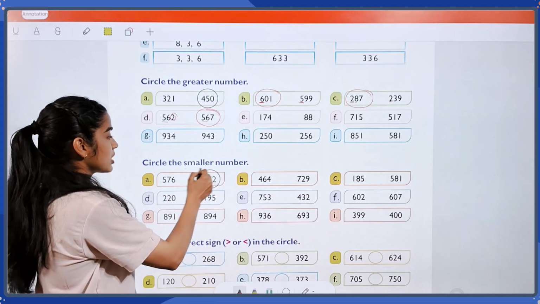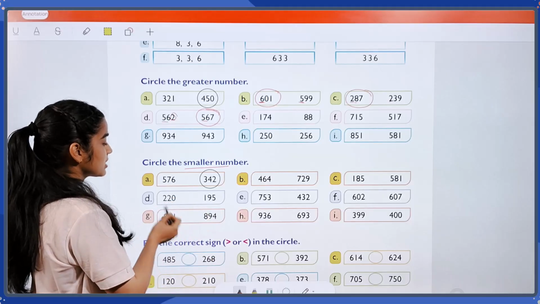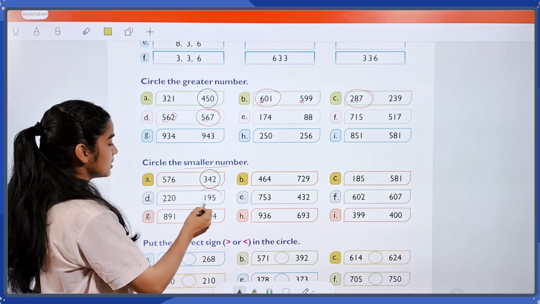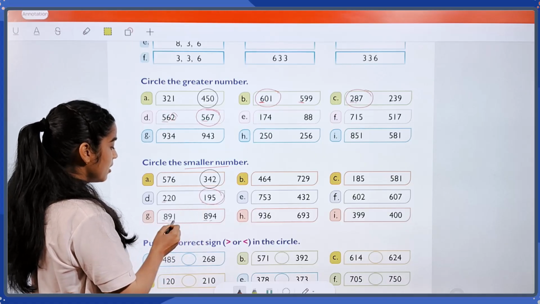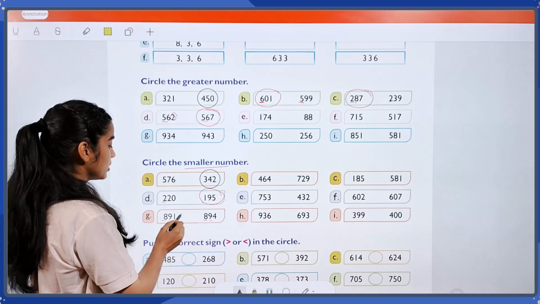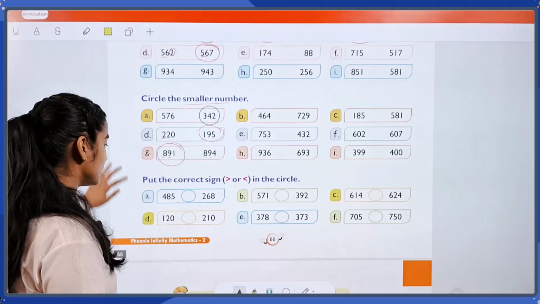Now we have to check the smaller number. So among 220 and 195, you can simply say 2 and 1. So this one is smaller. 8 is common, 9 is common. 1 is smaller as compared to 4. It means 891 is smaller. So you can do the rest of the questions in the same way.